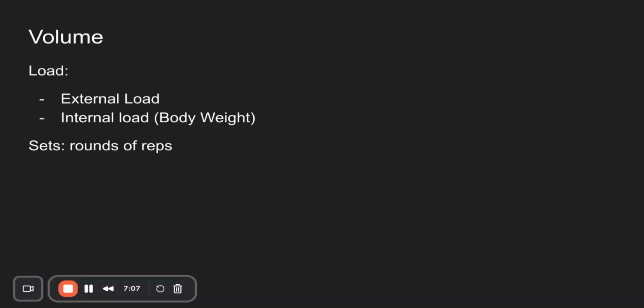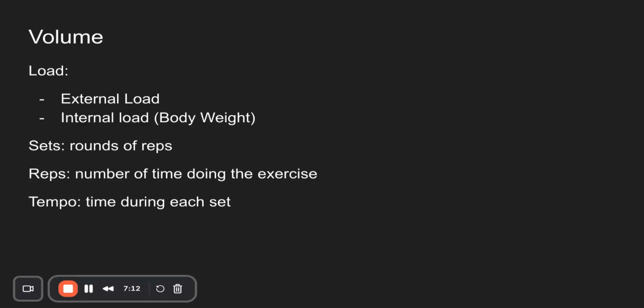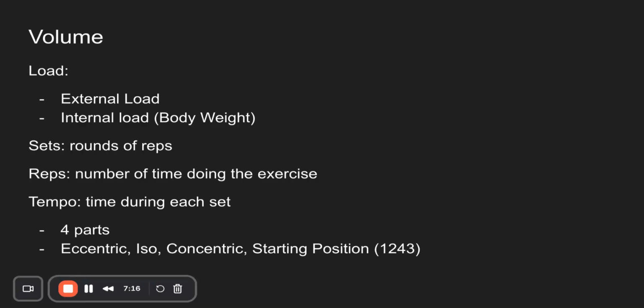We look at sets, rounds of reps, the number of times doing the exercise, and tempo during each set. So we look at four parts: the eccentric, isometric, concentric, and starting point. Why do we include the starting point? Because there are sometimes, and we'll look at how to do this from a progression standpoint, that we want the athlete to spend more time in the starting position to allow them to get used to those positions and understand how to actually progress within that exercise without ever having to look at load.